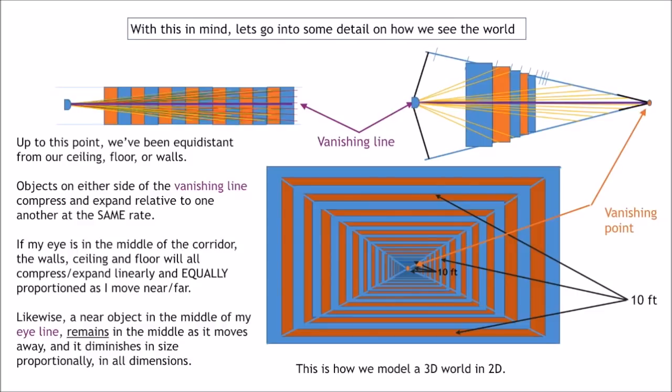If my eye is in the middle of the corridor, the walls, ceiling, and floor all compress and expand linearly and equally proportioned as I move near and far. So likewise, a near object in the middle of my eye line remains in the middle as it moves away, and it diminishes in size proportionally in all directions. So if I put something right in front of my eye and it moves straight away, it will get smaller and smaller and smaller in proportion according to these essentially rectangles, which are called transversal lines. And this is how we model a 3D world into 2D.